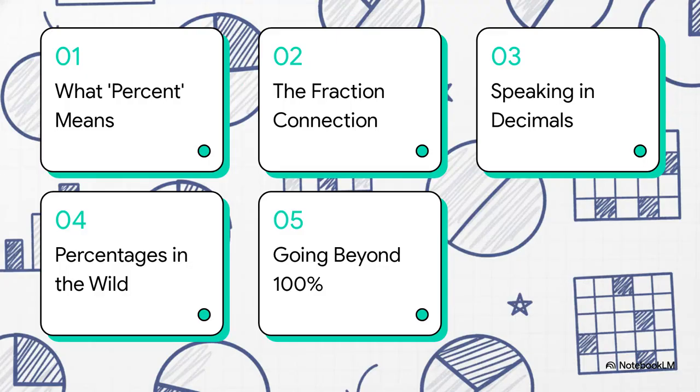Okay, so here's our game plan. First up, we're going to figure out what percent really means. Then we'll connect it to fractions, and after that, we'll talk decimals. Once we've got that down, we'll see how this stuff works in the wild, and finally, we'll get a little crazy and go beyond 100%. Sound good? Let's do it.